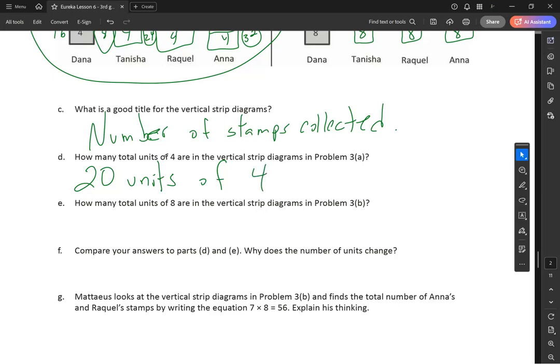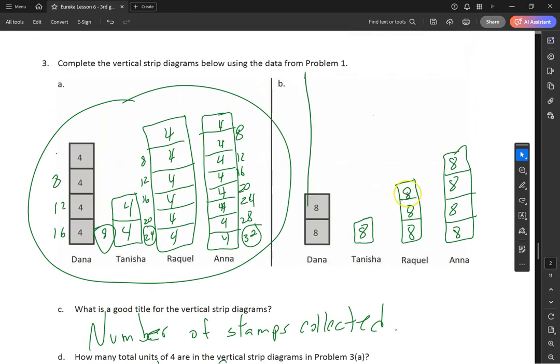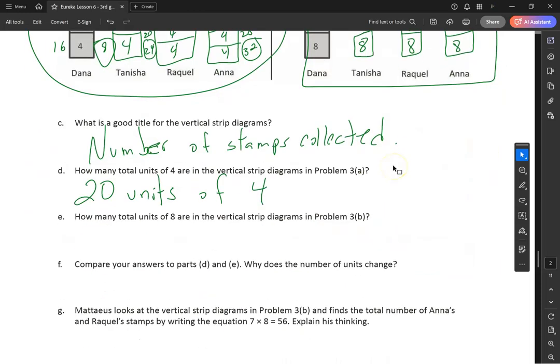E, how many total units of 8 are in the vertical strip diagram in problem 3B? Now we're talking about 3B. They want to know how many total units. So we have 1, 2, 3, 4, 5, 6, 7, 8, 9, 10. So half. So there's 10 units of 8.